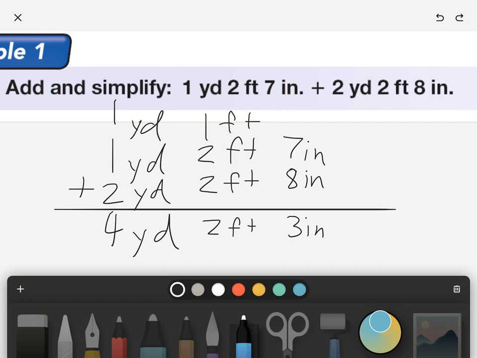Okay, well, essentially, if I got 15 inches here, that means I've got 1 foot 3 inches. And so where that other foot belongs is in with the other feet. And then if I've got 5 feet, that actually means I've got 2 feet and 1 yard. So that extra belongs over in the yards column. Oh, I got it. Okay, cool. I see the light bulb. That's great.